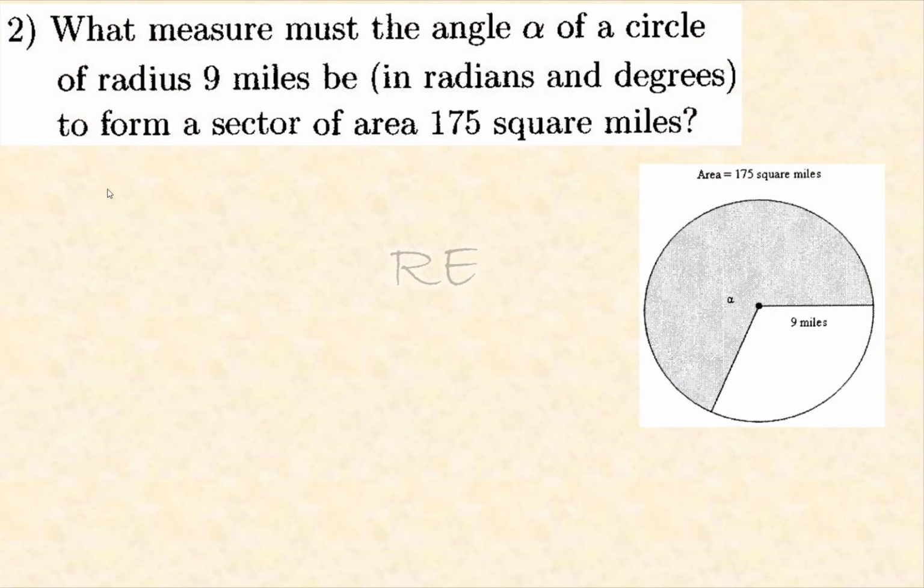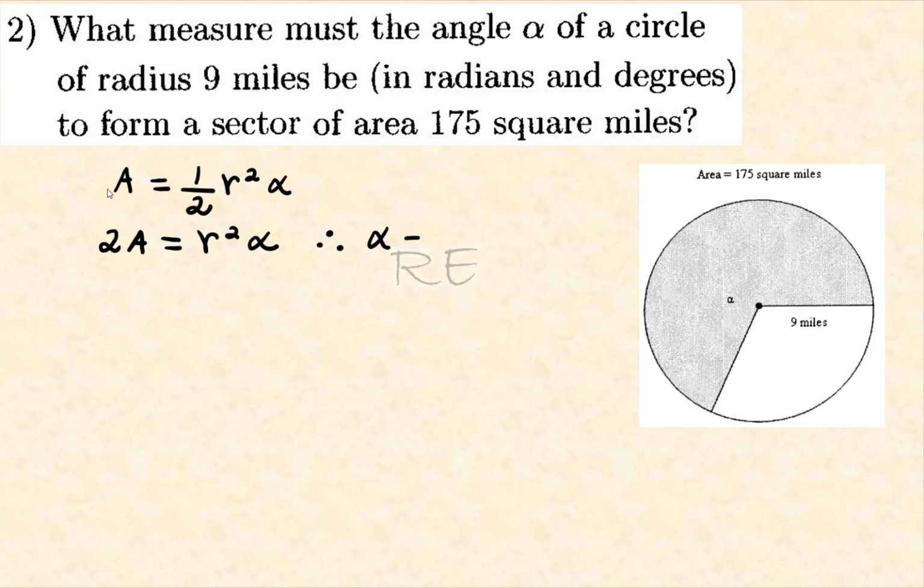What is the measure of an angle alpha if the radius of the circle is 9 miles and the sector has an area of 175 square miles? They want the answer in radians and in degrees. The formula: the area is half of the square of the radius multiplied by the angle, which is alpha. So 2 times the area is equal to r squared alpha when we cross multiply. And alpha, the angle, is equal to 2 times the area divided by r squared.